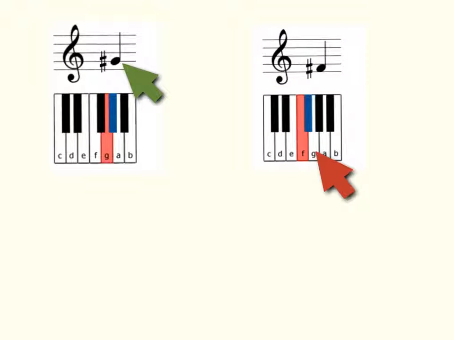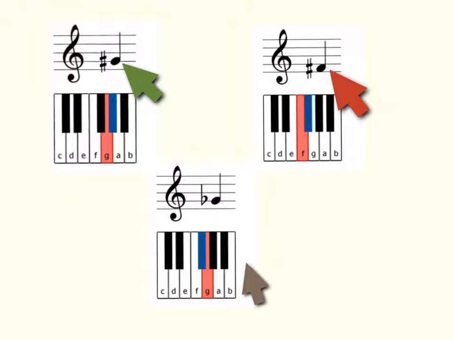Here is another example. Let's take the note F. If we put a sharp in front of F, we raise it, and it sounds like this. F becomes F sharp. F sharp is written on the staff like this.